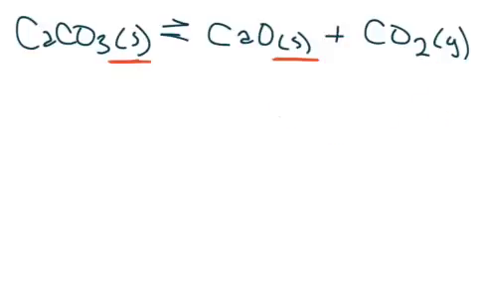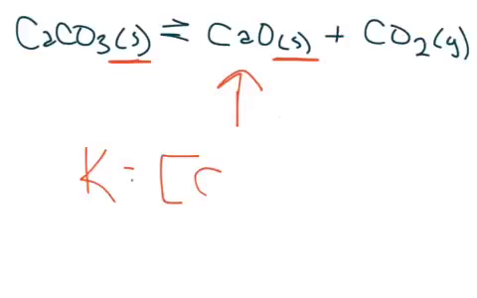However, if our issue is that we add calcium oxide, it has no role in K, because when we're setting up K, the only thing that matters is the CO2. So that means adding CaO does nothing. There would be no movement at all.